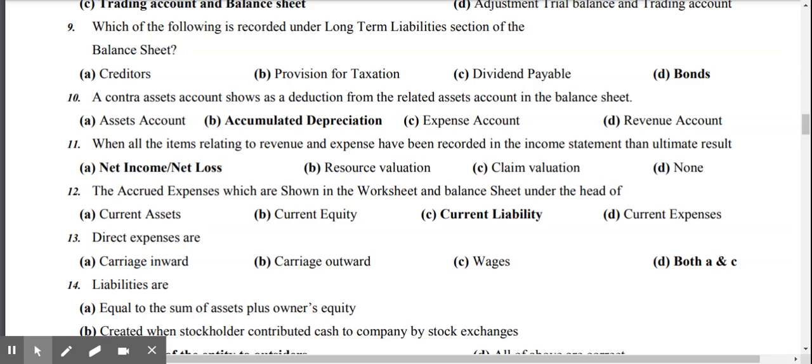An expense account would show the expense of everything. You don't have to choose the expense account, and you don't even have to choose the revenue account. But if you read the question, it says deduction. So deduction is relevant to the depreciation.